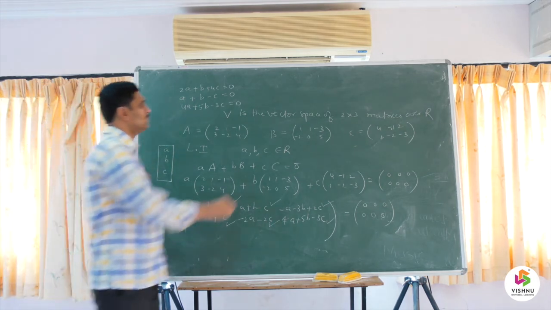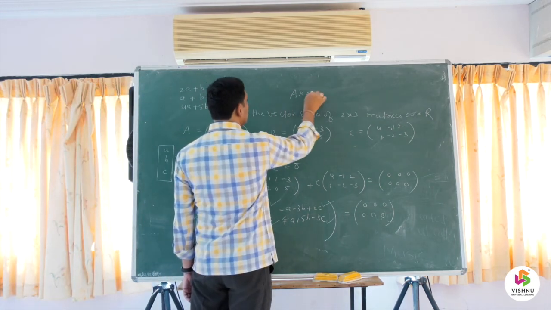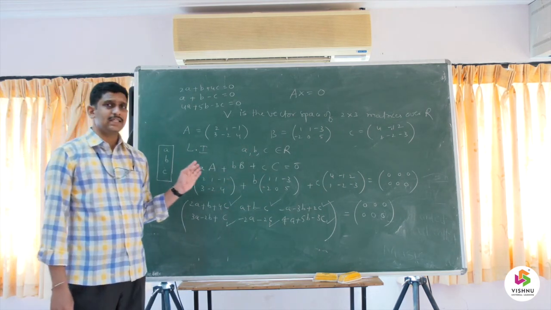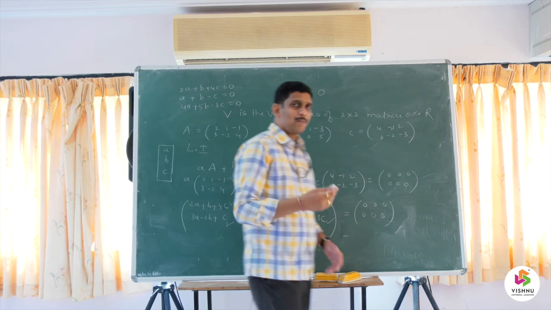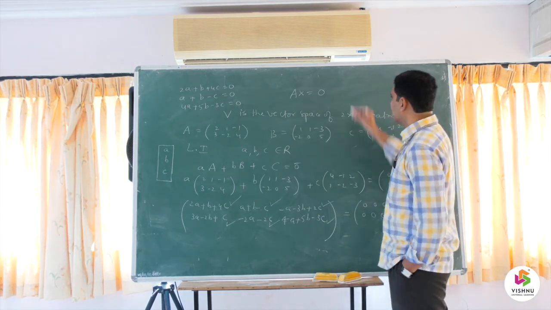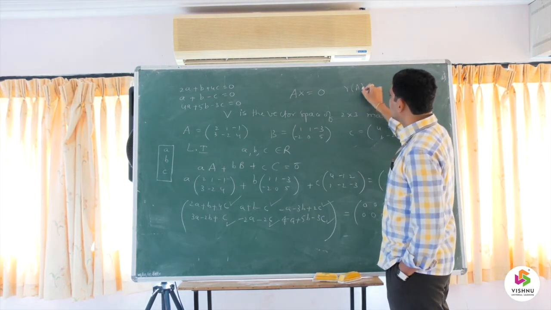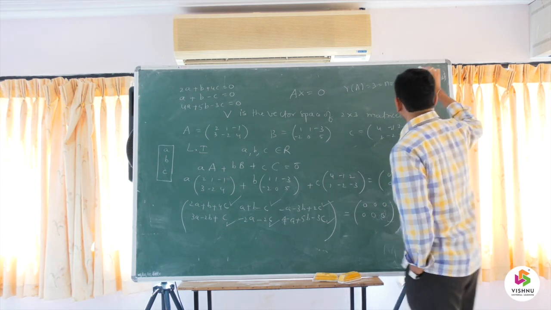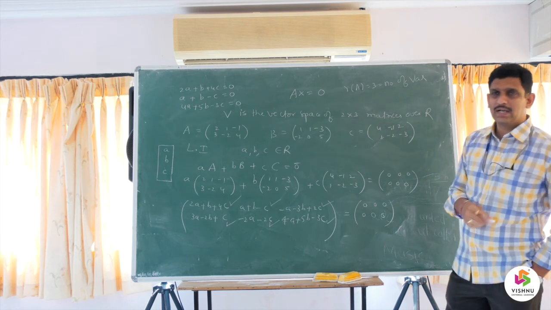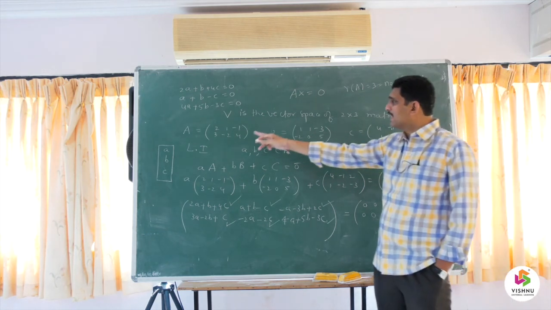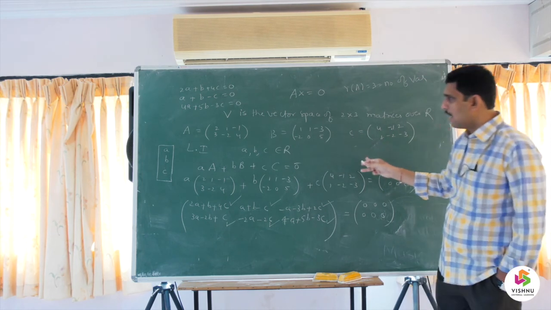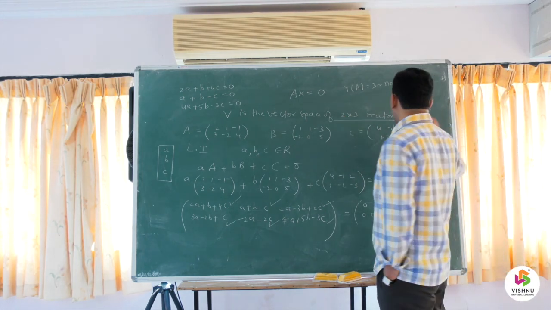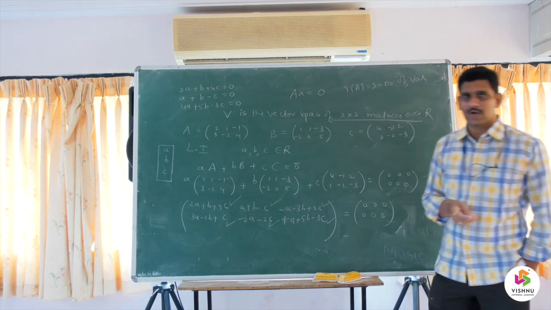Now you can write the homogeneous system in the format AX equal to 0, and you apply the row operations. As discussed earlier, you can do the row operations and calculate the rank of the matrix. What you will get is that the rank of the matrix is 3, which is equal to the number of variables. Hence, we conclude that the given 3 matrices A, B, C are linearly independent in the vector space of all 2 by 3 matrices over R.